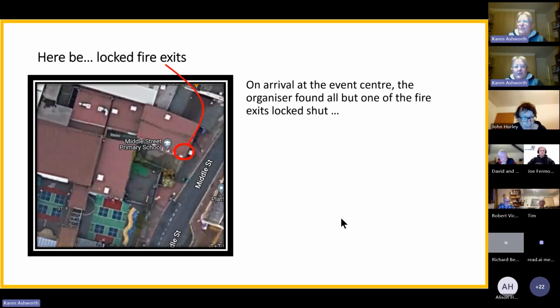Okay, here's an interesting one. Locked fire exits. Arrived at the event centre for an urban event. Organiser found all but one of the fire exits were locked shut.